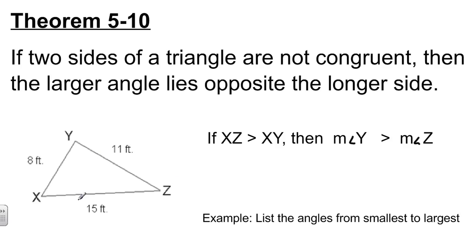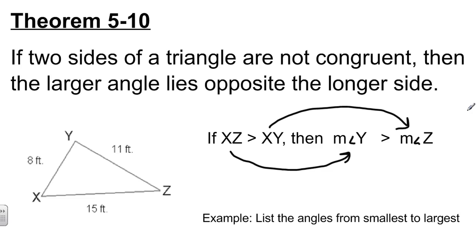So our longest side in this triangle is XZ at 15. That means that the angle opposite that side has to be the largest angle. So XZ is the longest side, so that means that angle Y is the biggest angle. And then likewise, XZ is greater than XY, so 15 is longer than 8. Therefore, the angle opposite XZ has to be bigger than the angle opposite XY, which is Z. So the measure of angle Y has to be bigger than the measure of angle Z.